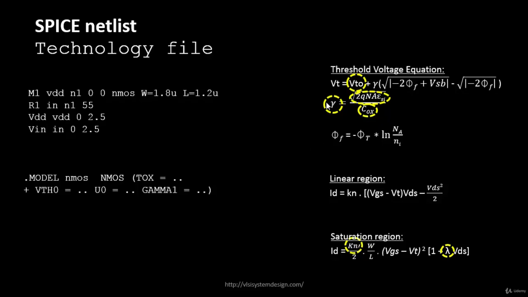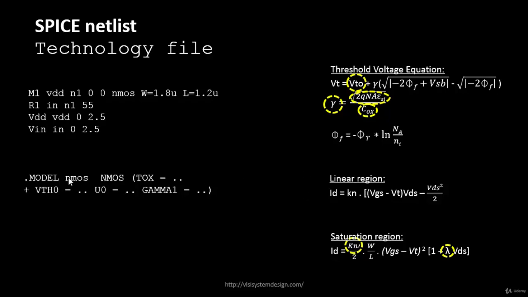Gamma 1. So this is your gamma value, which is the body effect coefficient, and this is how you describe it. Once you give gamma 1, the engine will automatically replace the symbol of gamma with this gamma attribute and evaluate this equation. And this equation will be provided to this equation, and your threshold voltage will be evaluated. So this is how it works. You need to provide all the constants in a file, and the engine will evaluate all these equations, all these models for you, provided you give the correct inputs.